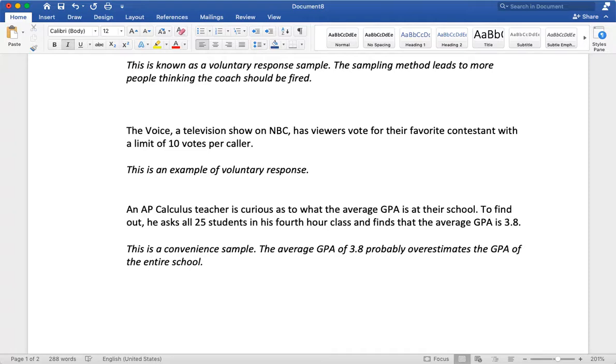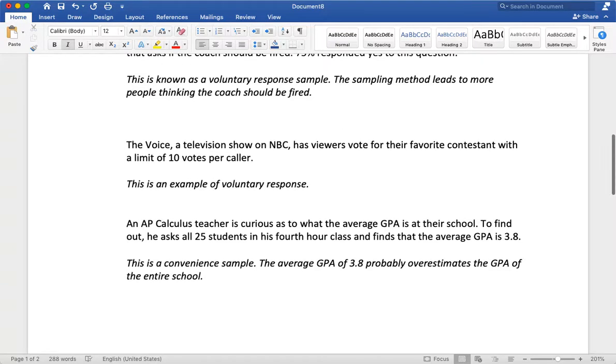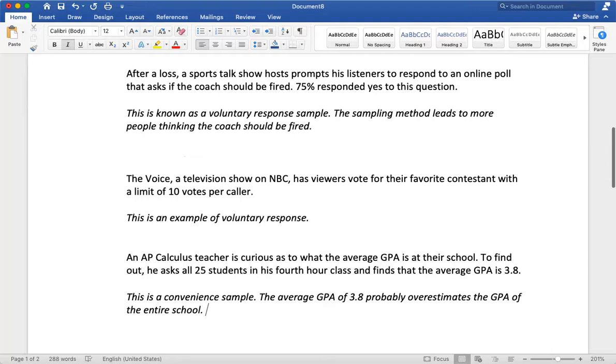Those are the two bad sampling methods. Again, they're called convenience, where it's easy and you're not randomly selecting anybody. You're just selecting people that are easy to ask the questions to. And voluntary response, where the respondents have to opt in to be a part of the survey. So that's it then. In the next video, I'll talk about some good sampling methods and how to perform them.